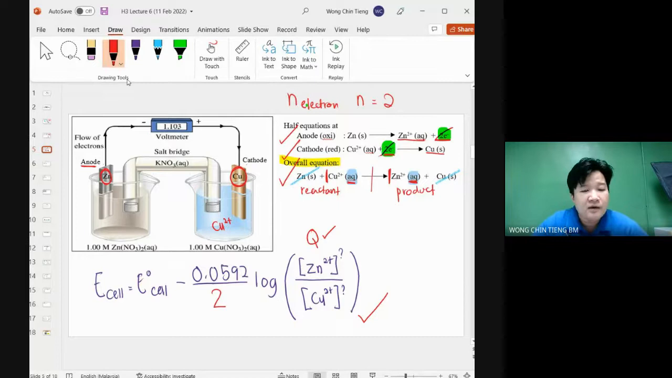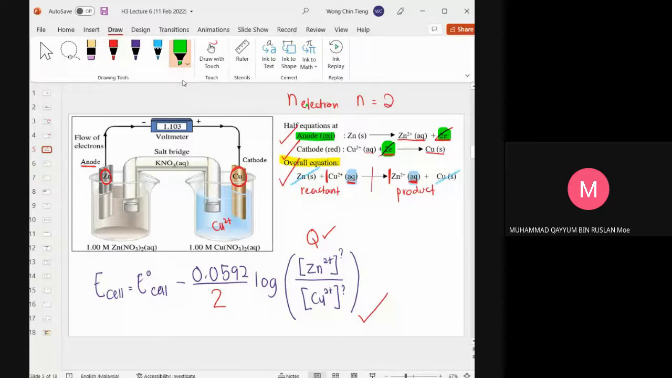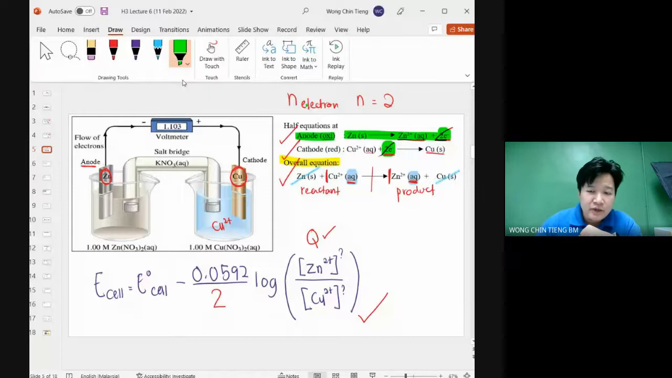So, if you remember how important your number of moles is. Before this, when we did calculations, we said your number of moles must be correct. That is the basic. What is the basic in electrochemistry? The basic is: who is your anode, and what is the equation? Who is your cathode, and what is the equation? That is our basic that you need to get right, so that you can get the correct overall equation, put it into your Q, and get the correct Nernst equation.